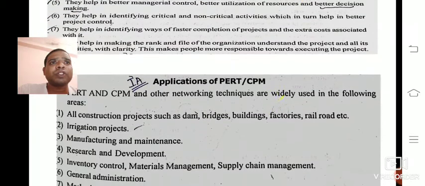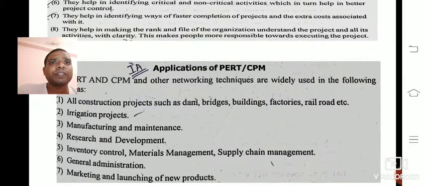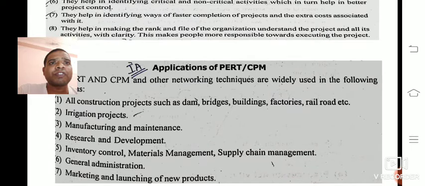Now we come to the applications of PERT CPM. These two techniques help in the construction of projects such as dams, bridges, buildings, factories, irrigation projects, in manufacturing and maintenance, research and development, inventory control, material management, supply chain management, and marketing and launching of a new project. These are some of the applications of PERT CPM.